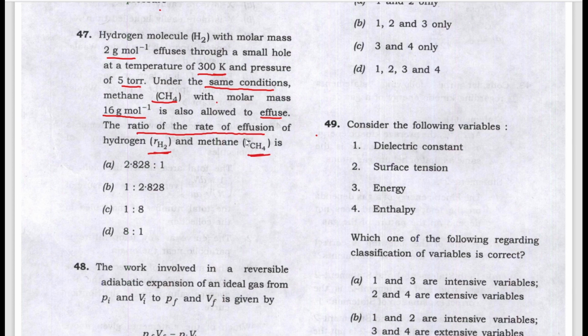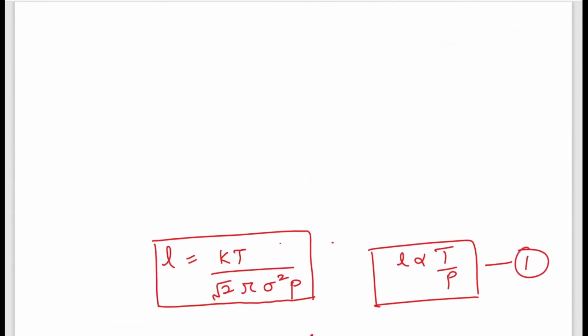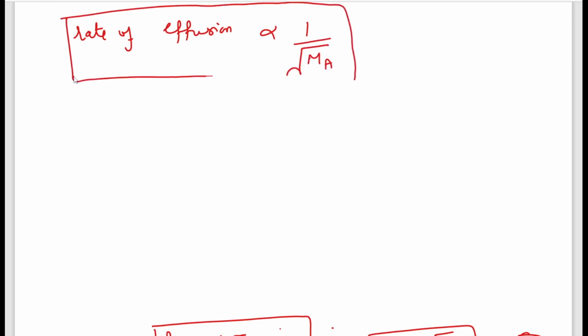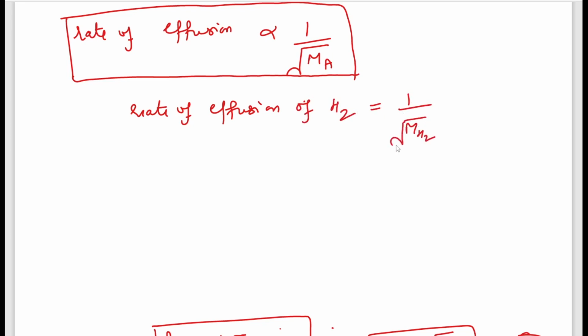Okay, so effusion involves the transfer of gaseous atoms or molecules from a container to a vacuum through a very small opening. The rate of effusion of a particular gas is inversely proportional to the square root of the molecular mass of that gas. In this case, we have two gases, one is hydrogen and the other is methane. So the rate of effusion of hydrogen gas will be inversely proportional to the square root of its molecular weight, and the rate of effusion of methane gas will be inversely proportional to the square root of the molecular weight of methane.